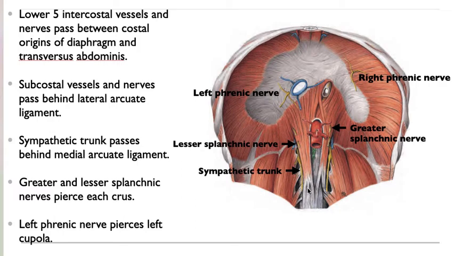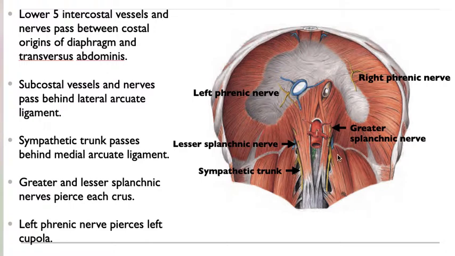We also have the sympathetic trunk passing behind the medial arcuate ligament, mind you. This is the central tendon, right crus, left crus. This is the median arcuate ligament. This is the medial arcuate ligament. This is the lateral arcuate ligament. The sympathetic trunk, as you can see, is passing behind the medial arcuate ligament.